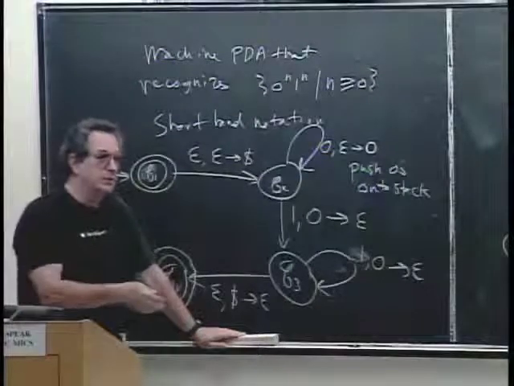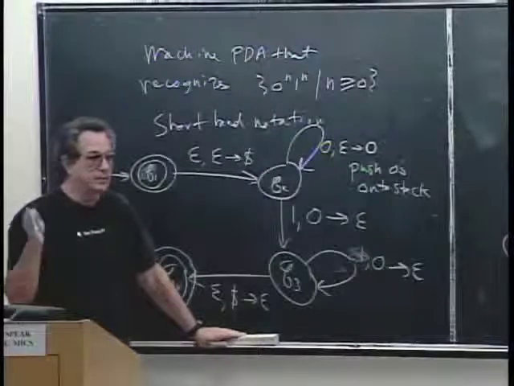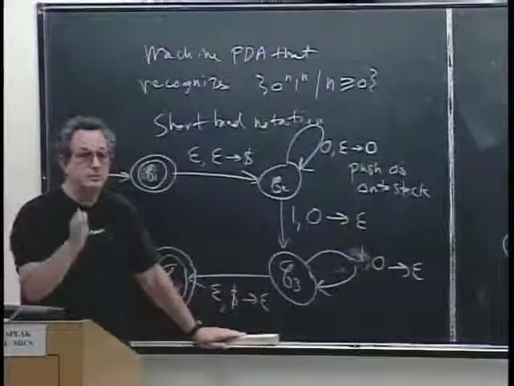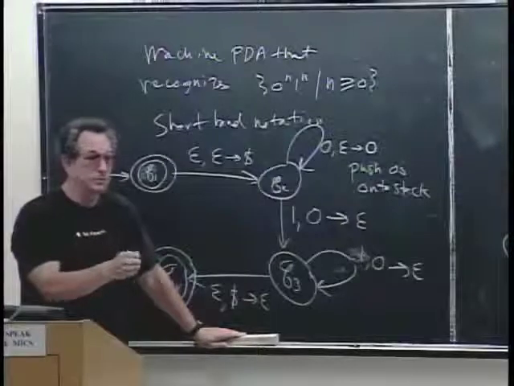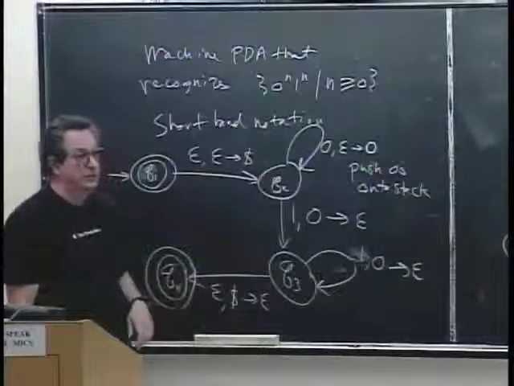It could be another 1, it could be another 0, but whatever it is, it demonstrates that what we have is not some number of zeros followed by an equal number of ones. And so that's definitely the right thing to do, is to reject at that point.